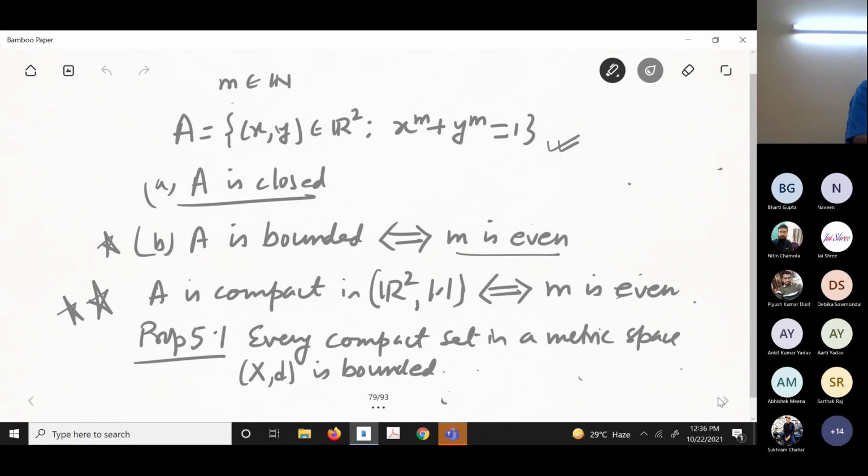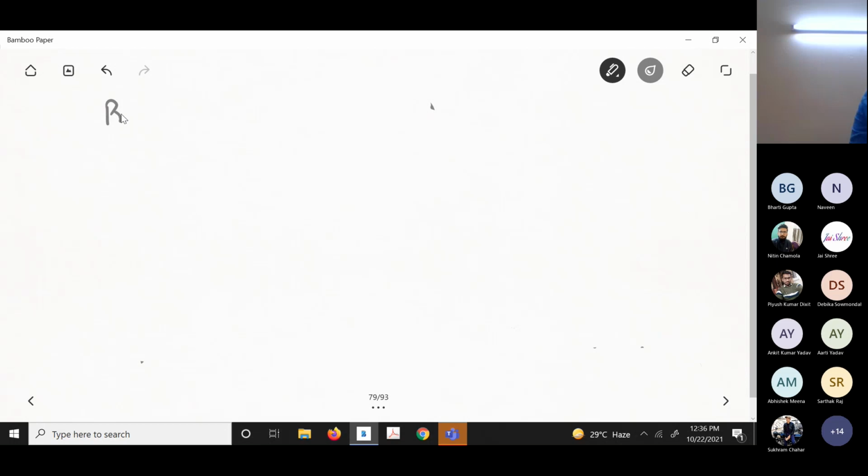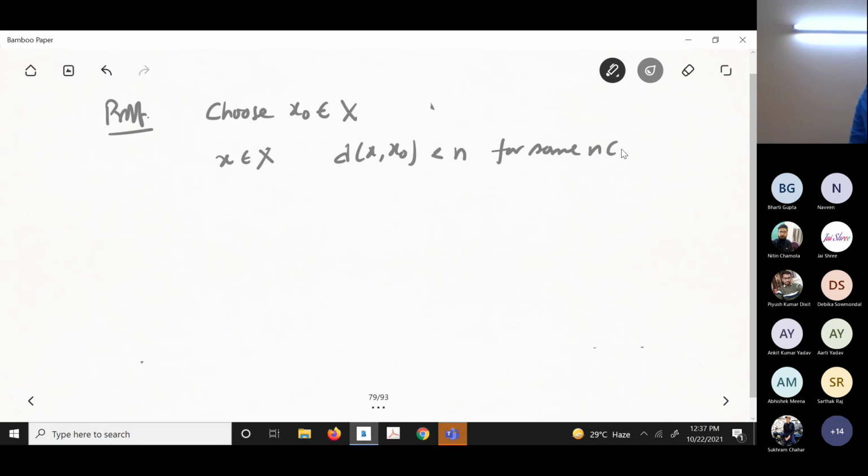Okay. So look at the proof. Proof: first of all, choose any point x0 belongs to this X. Now you choose any point x belongs to K, suppose. Actually, for any x it will be. So actually, I don't need this. I can just take this thing, d(x, x0). So by the definition of metric space, it will be a number, a real number. So there will be some n, for some n belongs to N.